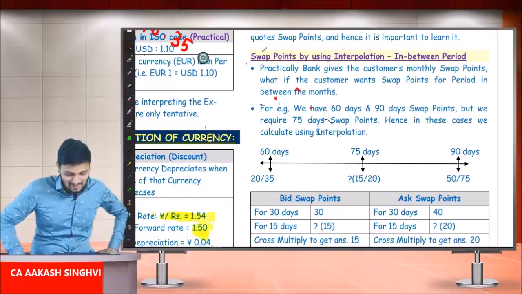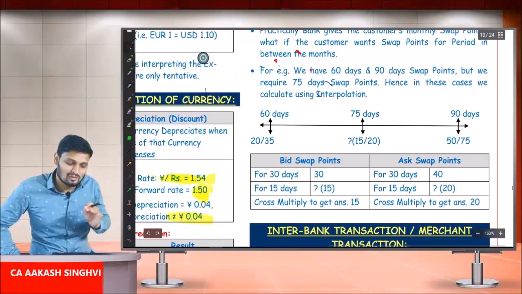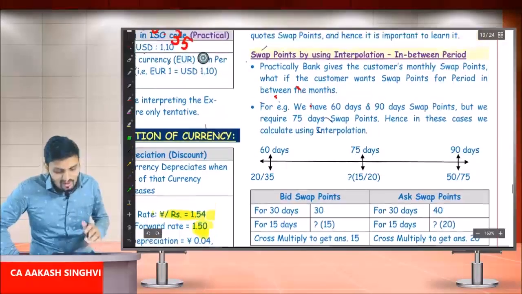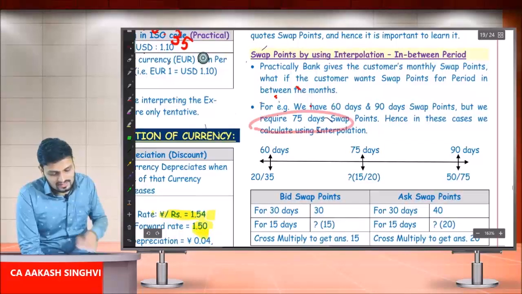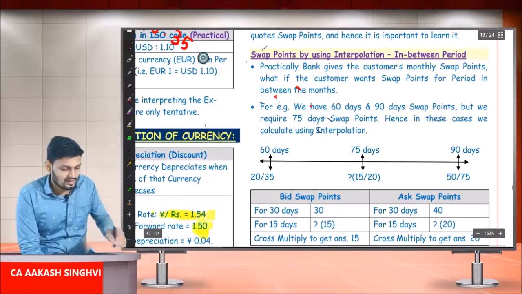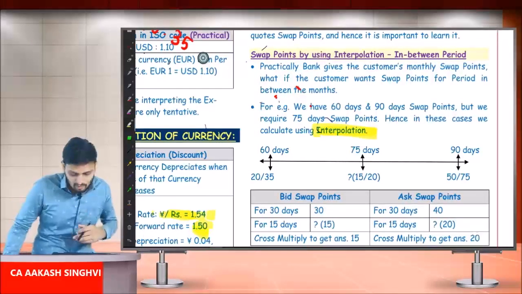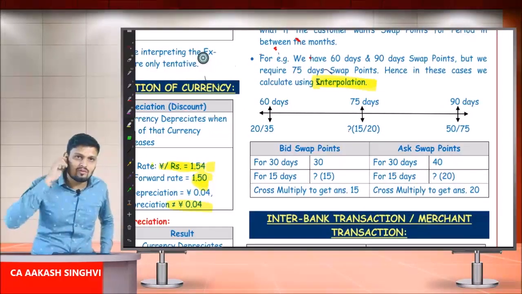How are we going to compute it, right? I have given you an example to understand. For example, we have 60 days and 90 days swap points, but we require the 75 days swap point. Hence, in this case, we calculate using interpolation. Guys, I'll first teach you what is interpolation, but after understanding this example.